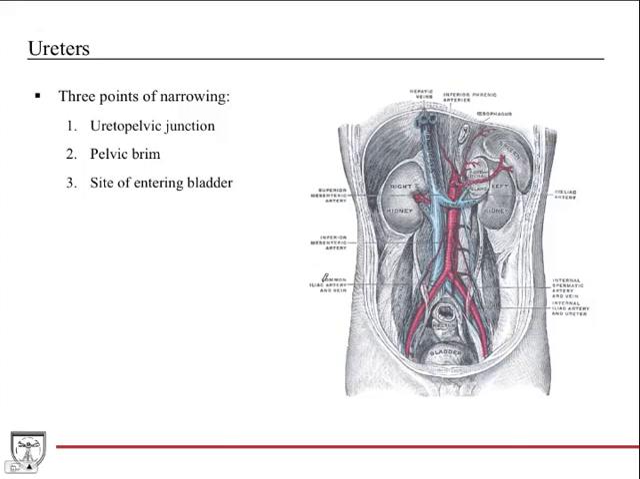3 points of narrowing in the ureter. Now these are important because they're areas where stones can develop. Stone can develop anywhere along the ureter, in the abdomen and in the pelvis, but these are 3 points where you especially could have development of a stone because it's where the lumen will narrow. So again, here's your renal pelvis.